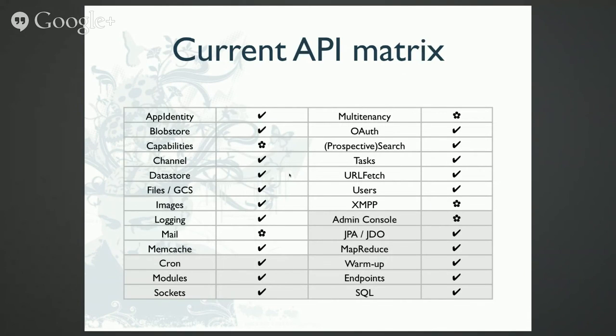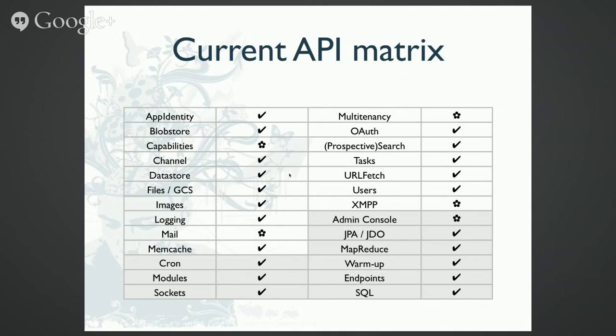This is the current API matrix. So you have the API plus extensions to it. If it's a check mark, it means that we do it pretty well, I wouldn't bet my hand that it's 100%, but we try to do as much as possible. And there are tests to prove it and so on. If there's a flower, of course, that means that we are halfway there.